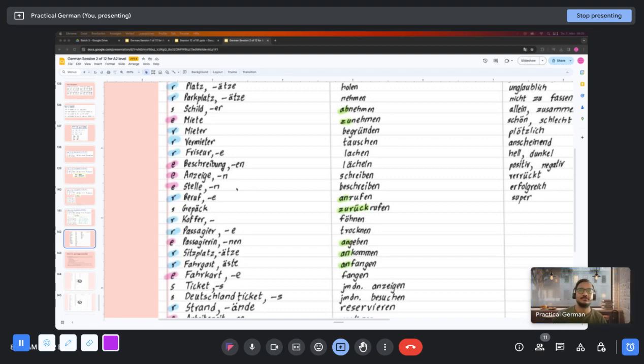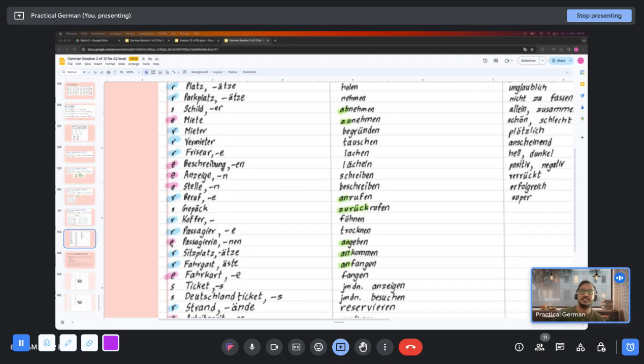Der Passagier. Die Passagiere. The Passagier. Meaning? Passengers. Yeah. Okay. Der Sitzplatz. Die Sitzplätze. Yeah, so now you are struggling. That means the pronunciation is not correct. The moment you struggle to say something, it's not correct. Sitzplatz. Die Sitzplätze. Say it like Sitzplätze. That's it.